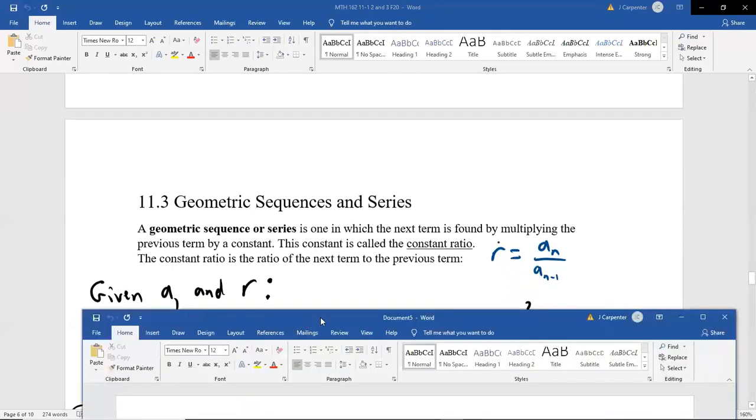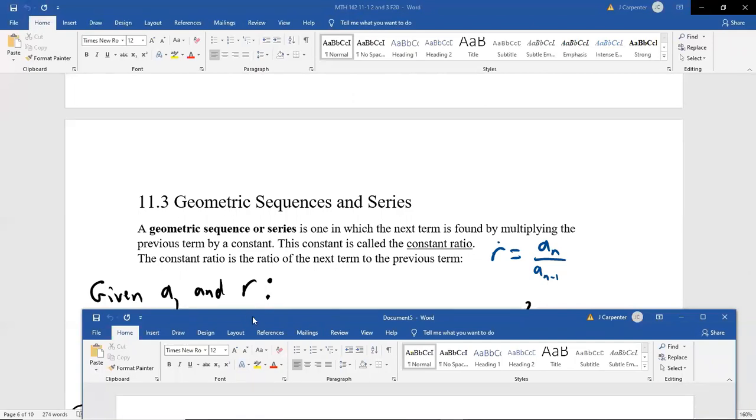How can we develop a formula to find some random term? And I don't mean random, but like they tell us to find the 66th term. What's the formula for it? Well, let's develop it. So if I give you the first term, which you have to be given, and the constant multiplier, the constant ratio, the common ratio, whatever you want to call it, the thing you're multiplying the last term by to get to the next term.